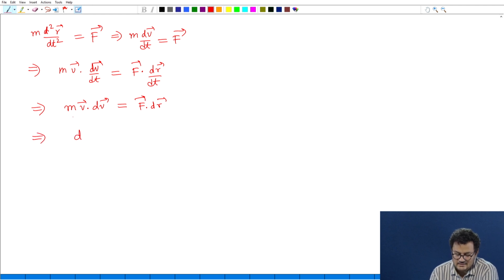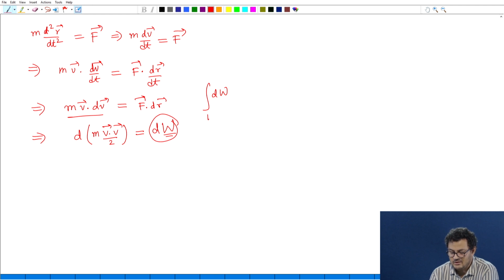and this is nothing but d of m v dot v by 2, or v square actually, is equal to d of, I can write it like I have named W, which is not a scalar state function. So, I can just write this, but this is not an exact differential. That means if you integrate dW between some point 1 and 2, it will simply not be W2 minus W1. That is not possible for W.